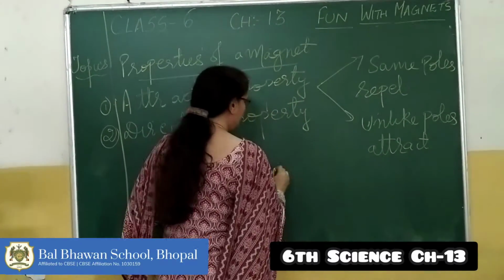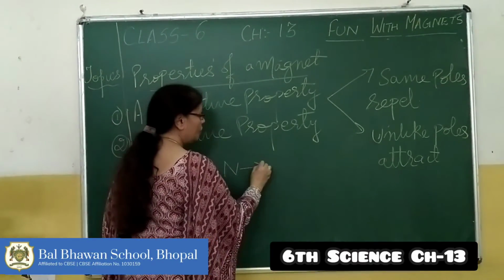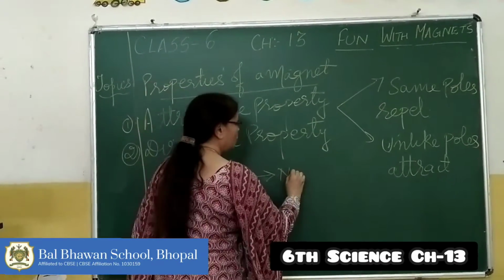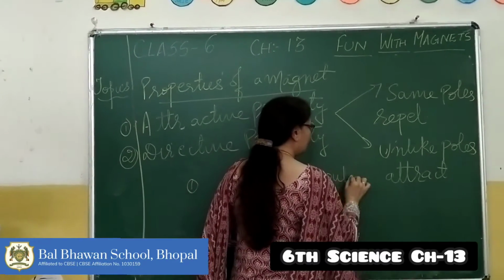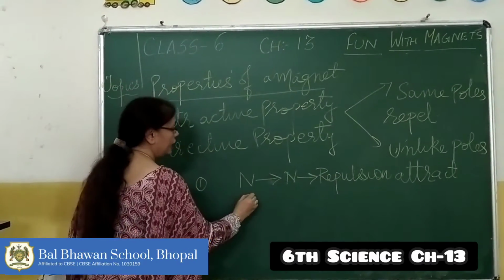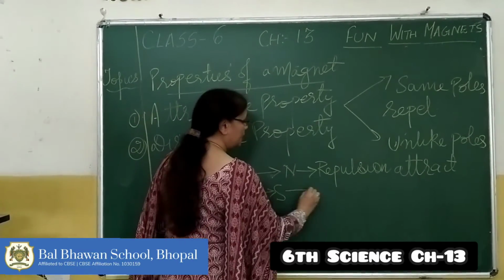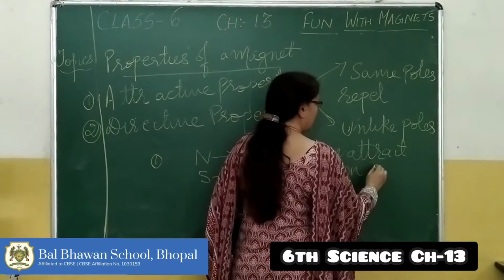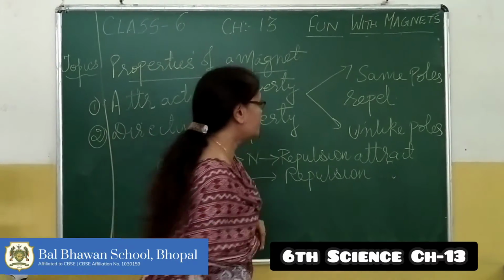For example, if I bring North Pole of one magnet towards North Pole of another magnet, as we have done in the experiment, you know that the two magnets will try to move away from each other, or we say that repulsion occurs. The same thing happens if you bring South Pole of one magnet towards South Pole of another magnet, then also repulsion occurs as they are similar poles.